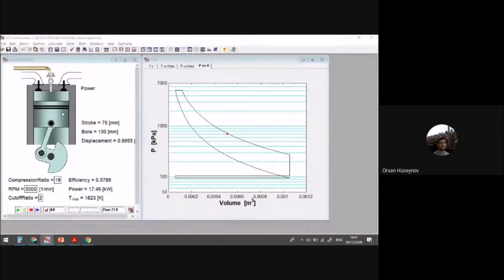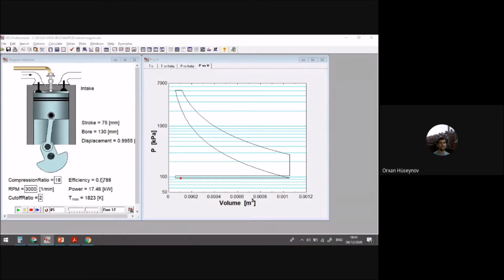You have the power stroke now. The engine goes. And at the end of the power stroke, you are reaching the next stroke, which is the exhaust. In the exhaust stroke, all of the gases will leave the system, all of the combusted products, and the cycle goes on and on. This is the diesel engine.